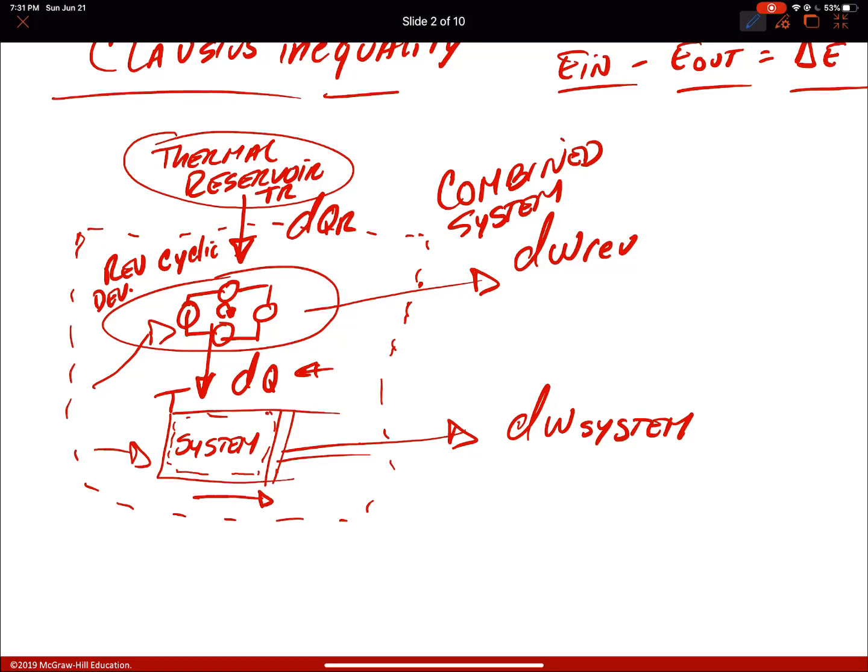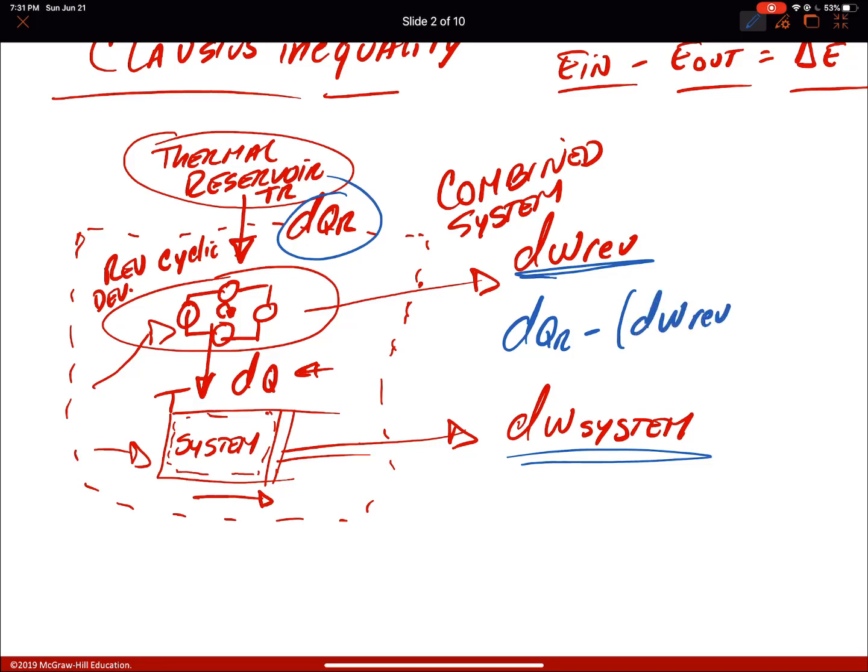All right, so what is coming into my boundaries will be this guy right here, the differential of QR. What is coming out of my system? This guy and this guy. So if I do an energy balance in this whole equation, I'm going to get the differential of QR, that's what's coming in, and now coming out will be the differential of the work of the reversible system plus the differential of the work of the system. And this whole thing equals, I'm going to call it a differential of the energy of the combined system.